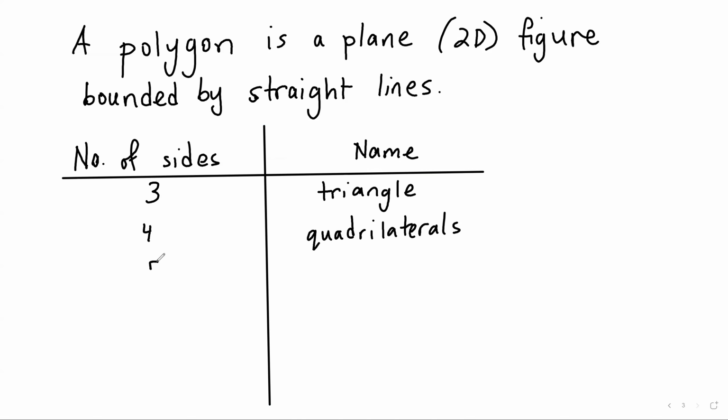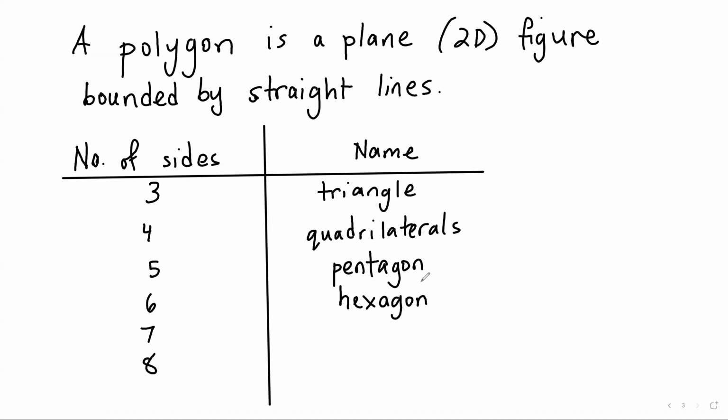What about a five-sided polygon? Anybody knows what that's called? A pentagon? That's right. A pentagon is a five-sided polygon. Yes, Faith. What about six? Hexagon? Hexagon is correct. A hexagon is a six-sided polygon.